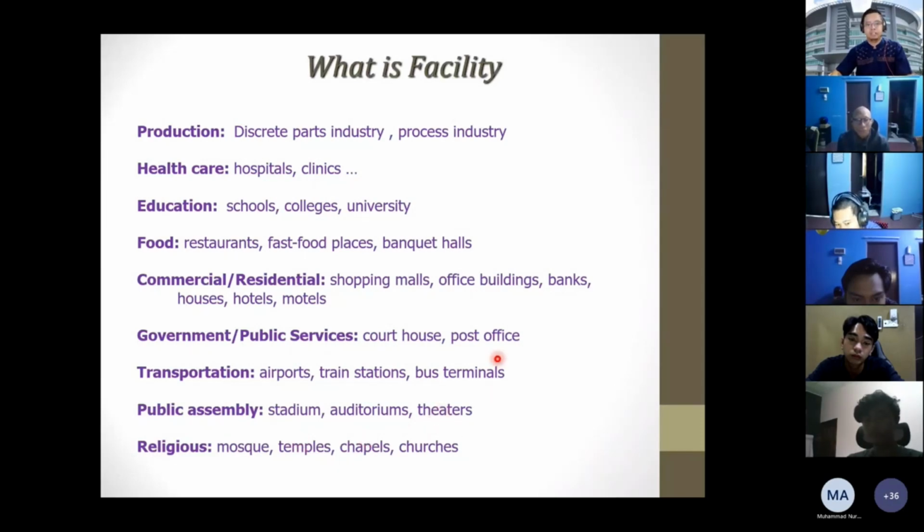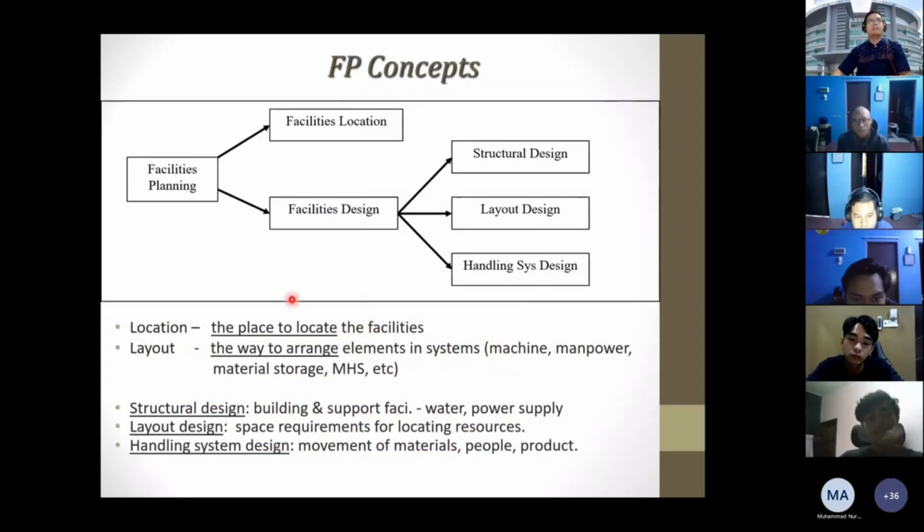This is what we call facilities. These are examples. Facility planning is divided into two types. The first one is the facilities location, and the second one is the facilities design. What is the meaning of facilities location? It is the place to locate the facilities. And facilities design, or what we call facility layout, is the way to arrange the elements in the system, such as machines, manpower, material storage, or material handling systems.